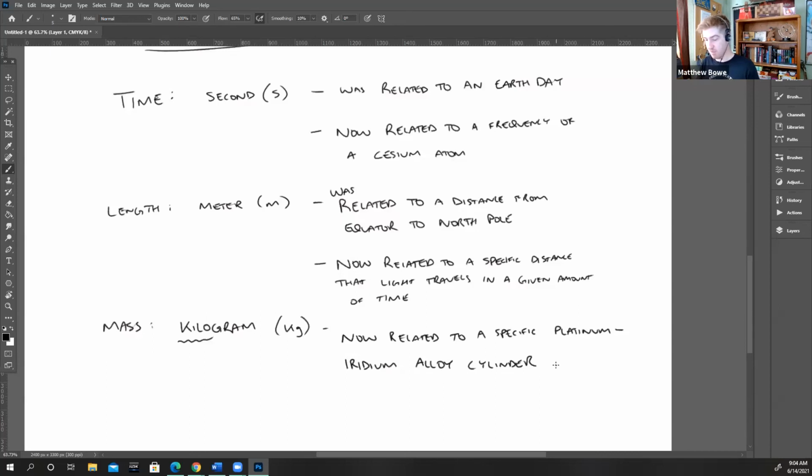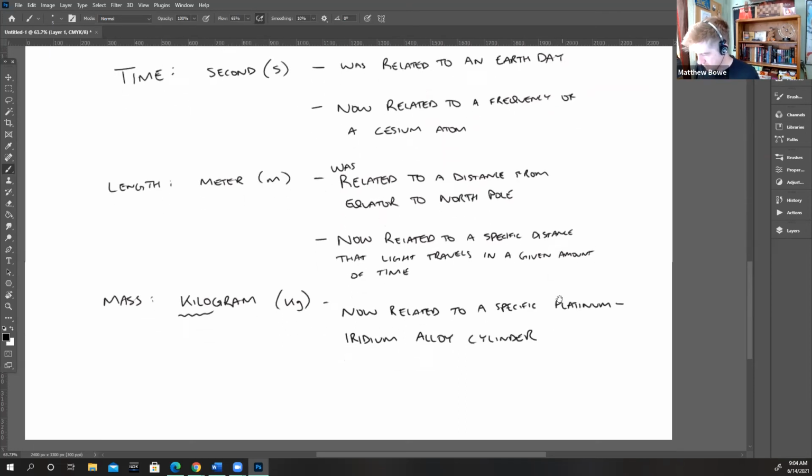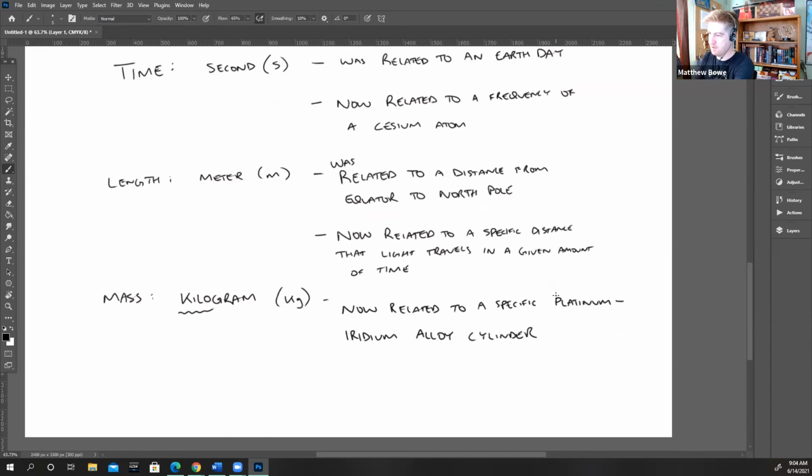Whenever we talk about mass, we're not actually talking about weight. Mass and weight are just ever so slightly different. Weight is a force that we'll talk about later when we go over forces. The big thing about mass is how many atoms are in this object.